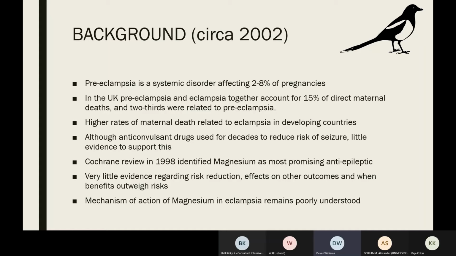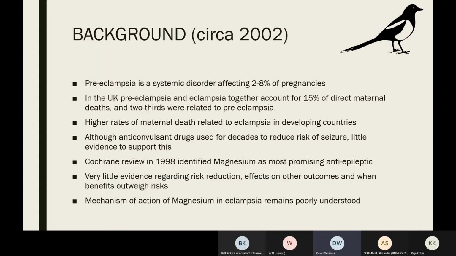And the final thing that they mentioned is the mechanism of action of magnesium in eclampsia. It was then poorly understood and is still poorly understood. It seems to have been thought that it decreases some inflammatory mediators, lots of other soluble inflammatory markers, and could also potentially block some signal transmissions in the brain. It's still not fully understood.